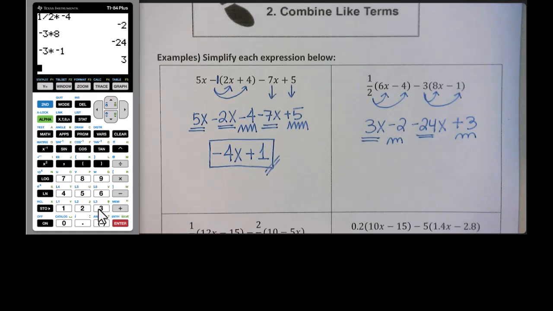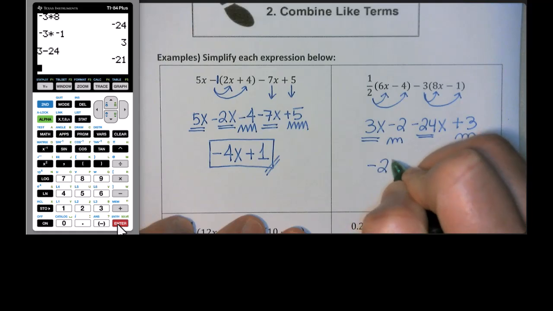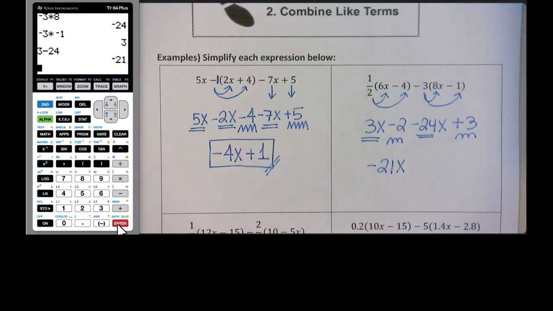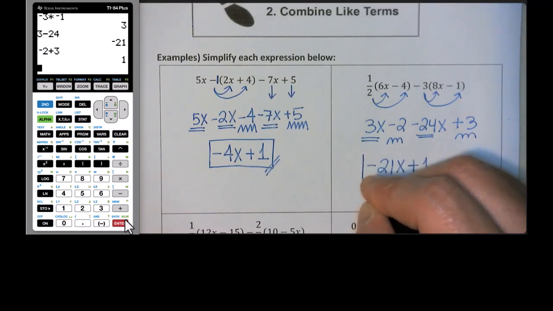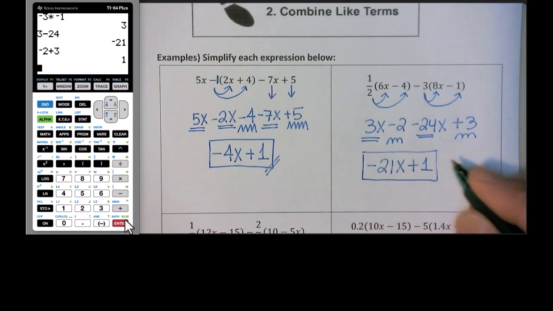So now let's use the calculator. 3 minus 24. Remember, if the negative is in the middle, use the big one. So we get -21x. And then we're going to do -2 plus 3, and we get +1. Very good. So that's my answer for this problem.